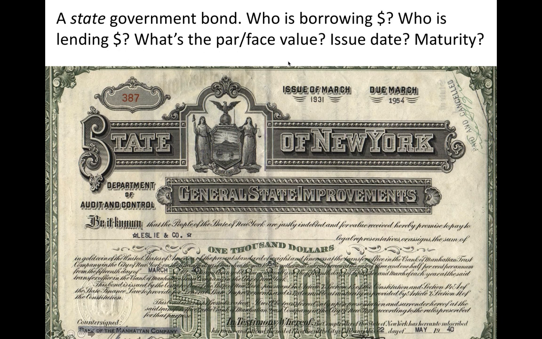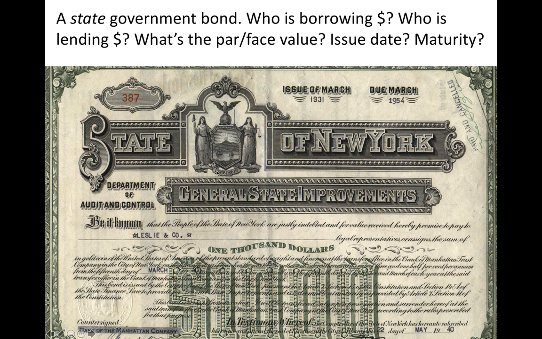What is the par or face value? Well, if you look down here, it says $1,000. All right. Issue date right here, 1931. That's the bottom of the Great Depression, when the Great Depression was horrible. And here's the maturity date, 1954. So what is the term or maturity or length of this bond? In other words, how long does it last? This bond lasts 23 years.